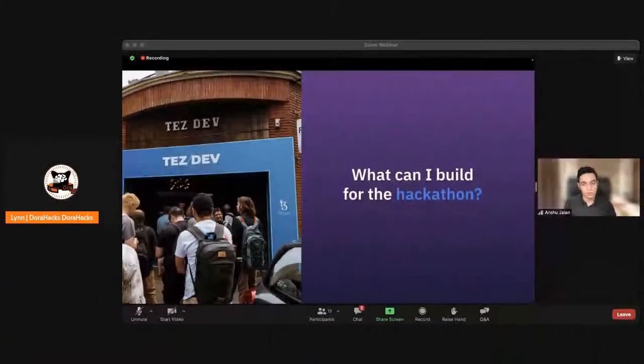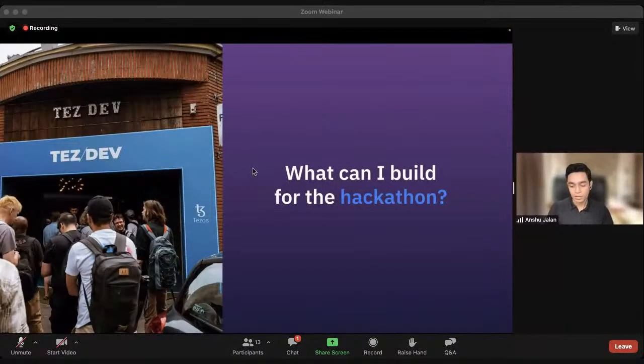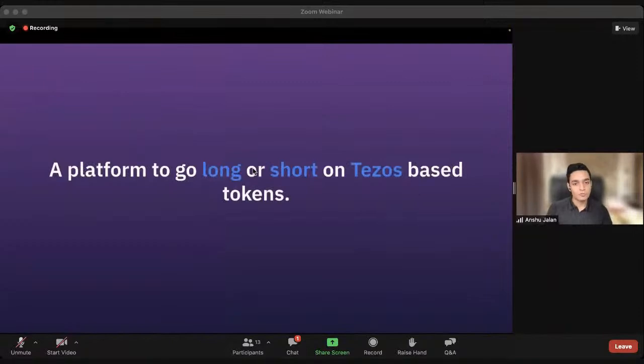Can you build for this hackathon? So for this hackathon, we have proposed a very specific project bounty, and that is a platform to go long or short on Tezos-based tokens. So it's a DeFi application that we have requested you to build. And it's definitely of some intermediate level because you must have some basic knowledge of DeFi before you can go ahead and make an application like this.